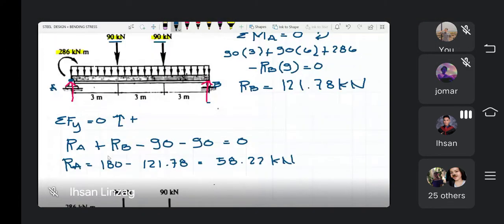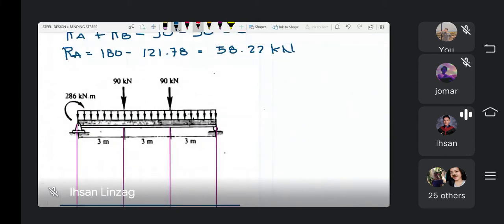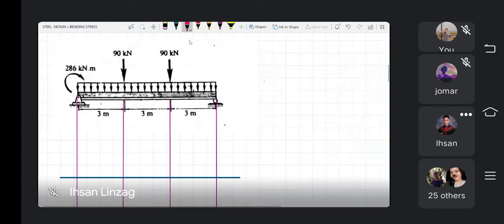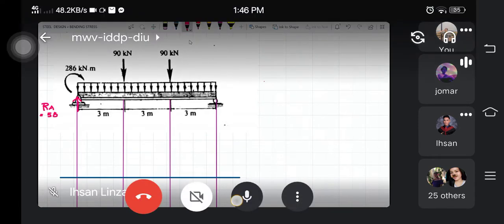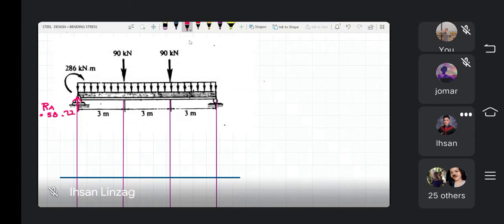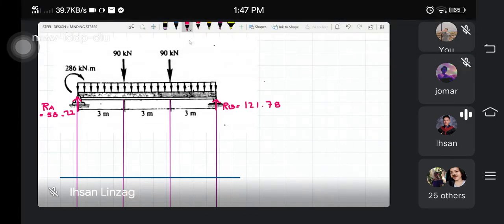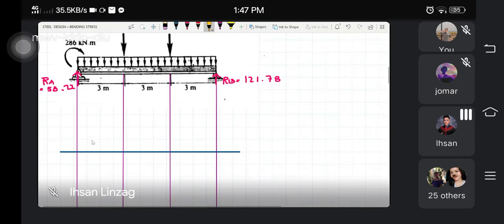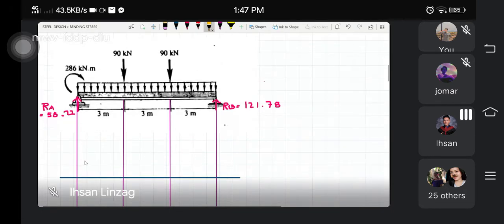So ayan. After natin makuha yung RA at RB, gawa tayo ng moment diagram. So meron ako dito. So this is RA. Ilan ulit yung RA natin? 58.22. Ay, oo. Yung RB natin dito, this is 121.78. So, ayan. Madali lang natin makuha yung maximum moment kasi simple lang naman yung beam at saka yung loads. So, dito sa ating shear diagram, we have here 58.22 pataas, upward.